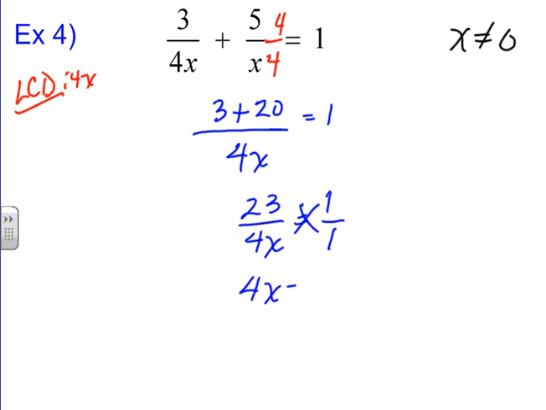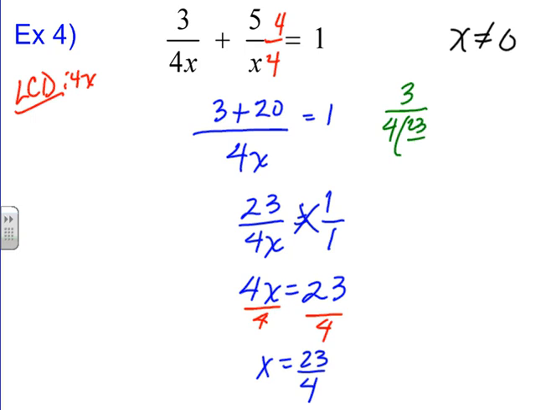4x times 1 is 4x. 23 times 1 is 23. We'll divide both sides by 4. And we find out that x equals 23 fourths. I know that sometimes we get an improper fraction or a fraction in general and we think it's not going to work. I'm going to show you in a check of this problem that it does work, and not to be afraid of getting something like this.